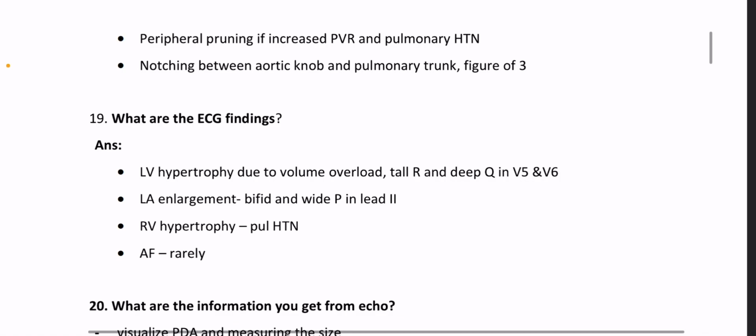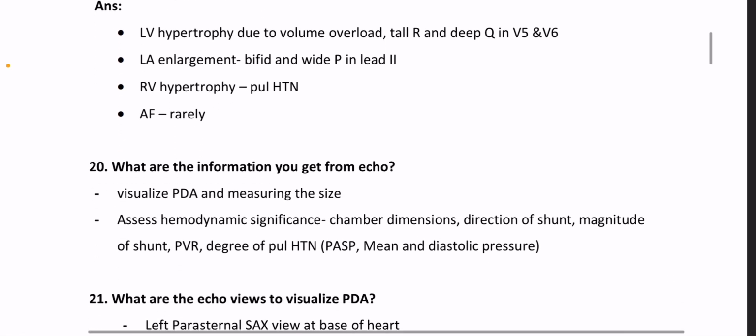Peripheral pruning if increased PVR and pulmonary hypertension, notching between aortic knob and pulmonary trunk, figure of 3. What are the ECG findings? LV hypertrophy due to volume overload, tall R and deep Q in V5 and V6, LA enlargement, bifid and wide P in lead 2. RV hypertrophy, pulmonary hypertension, atrial fibrillation rarely.